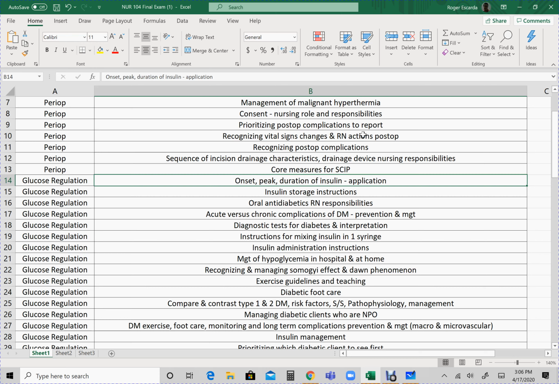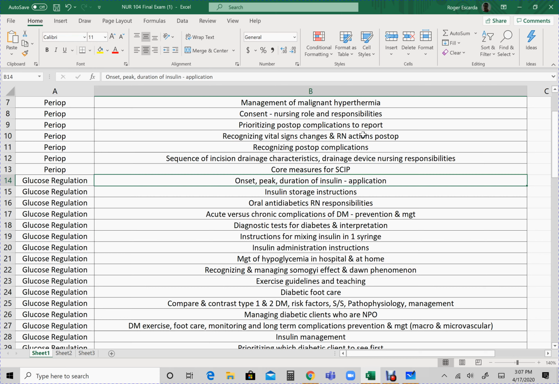Next line is the 2 insulin complications, Somogyi and Dawn phenomena. Recognizing and managing. So how do you diagnose each? Because both will have morning hyperglycemia. So therefore, how do you tell them apart? And how do you manage each one?